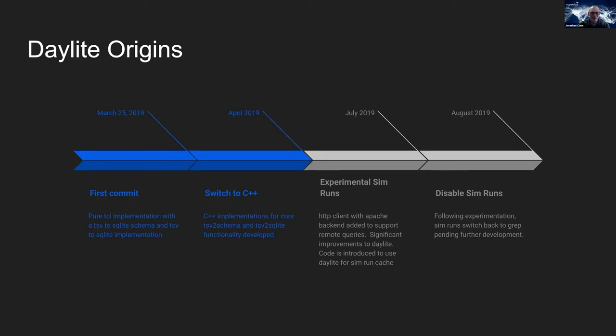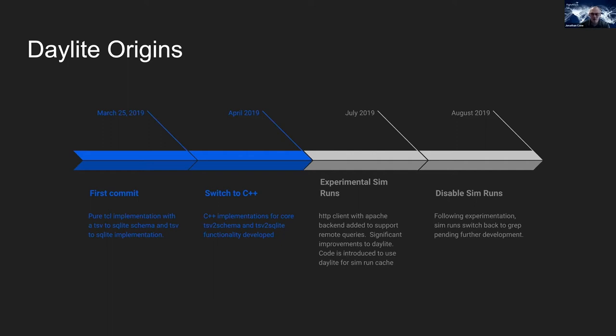A little timeline of this. The project actually started back in March of 2019 with Carl's first commits. At that point, it's entirely a TCL implementation for these two core programs. We'll talk a little more in a second, but one's the TSV to SQLite schema and the other one does the TSV to SQLite ingestion. While that worked well, there were some performance issues with the TCL implementation at that point. Carl ultimately switched over to using C++ and rewrote those programs, which allowed him to take advantage of some other C++ tooling we have for high-speed access to some of these data streams.